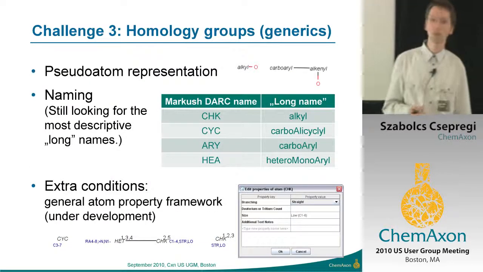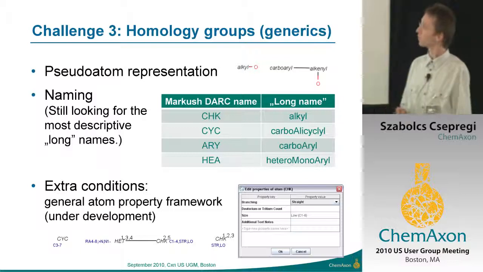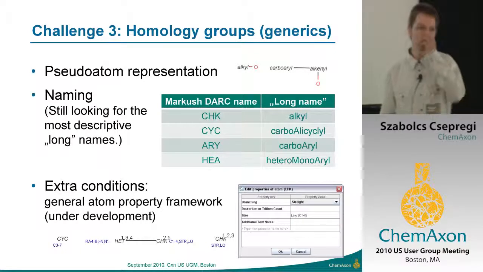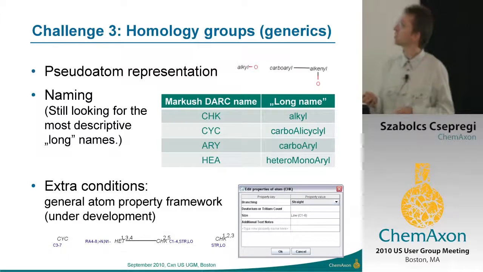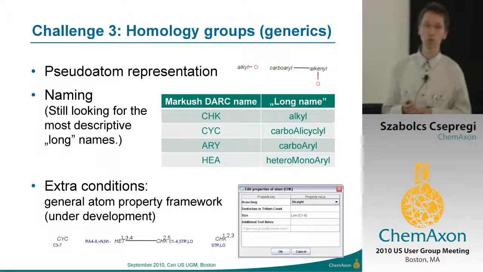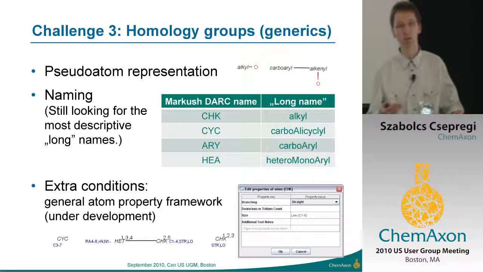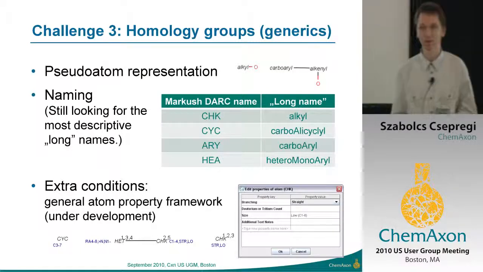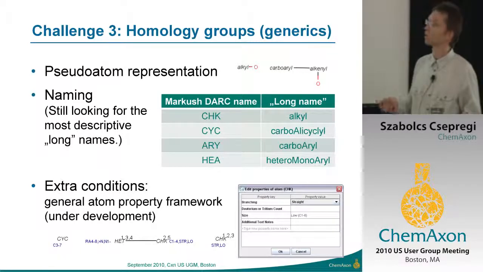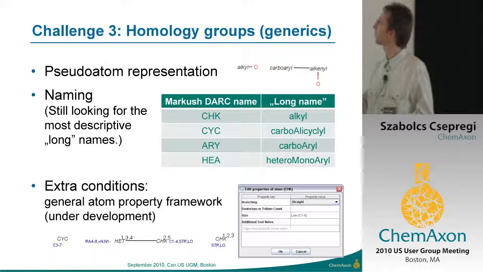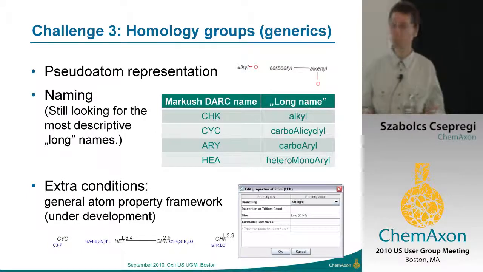Another challenge was the homology groups, both in the representation and computationally. Basically, for the representation of these, we use pseudoatoms. Now, the Markush DARC system uses these three-letter abbreviations for the homology groups, which are not always very descriptive. So we prefer the long names, but basically both the three-letter codes and the longer names are available.